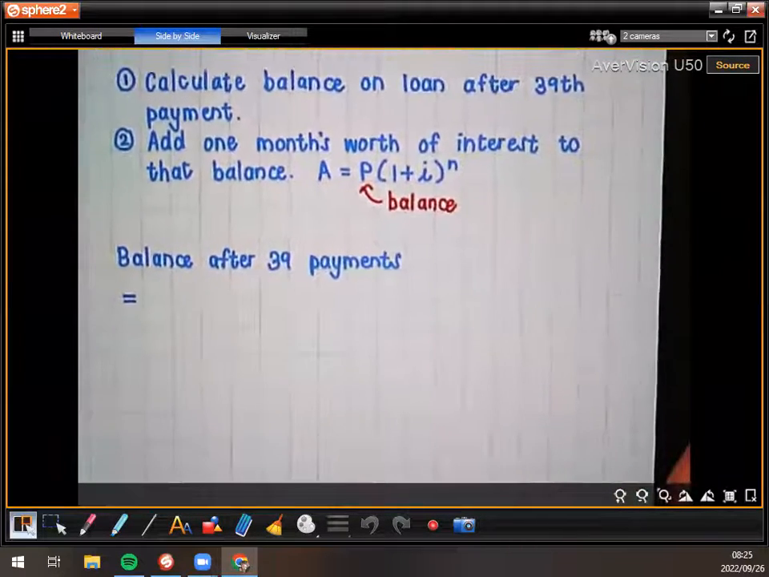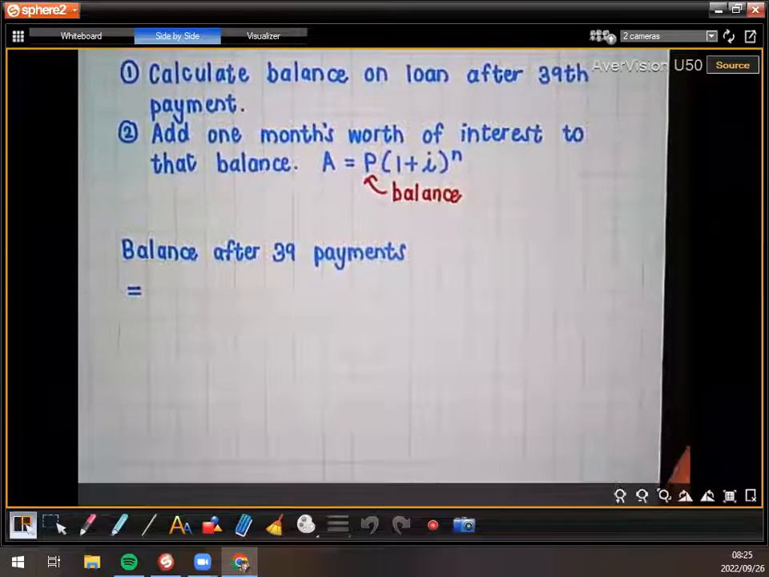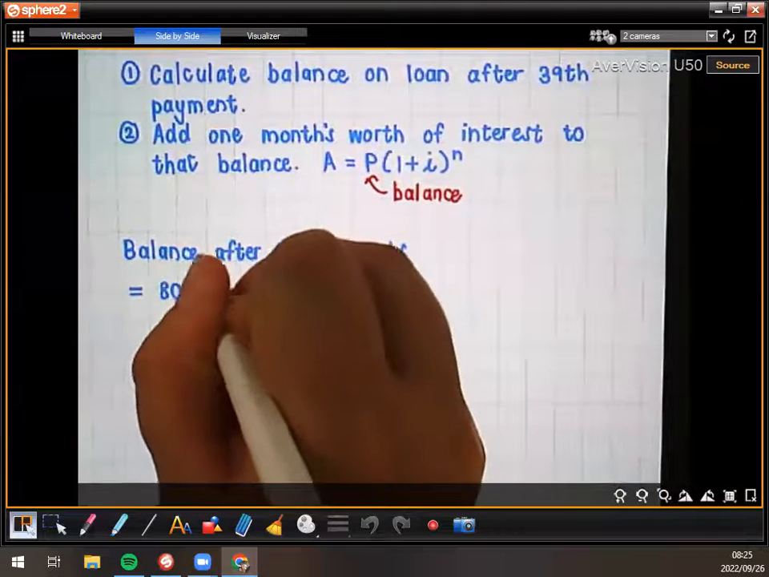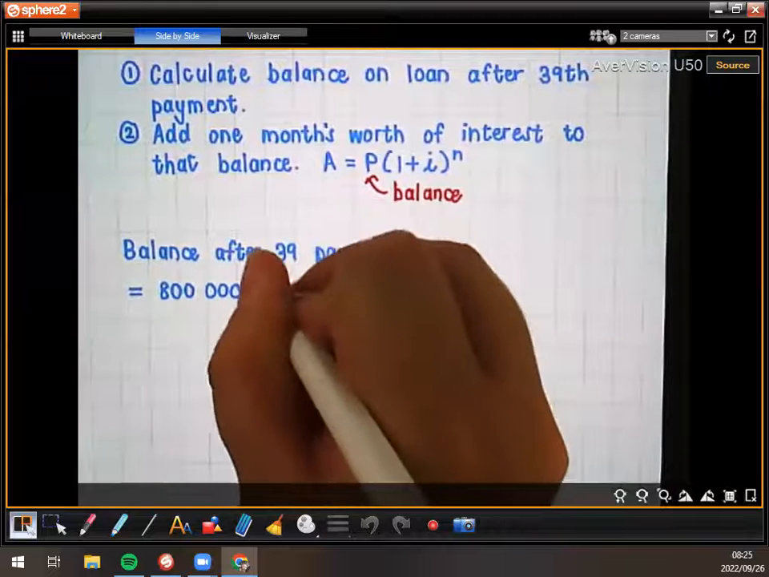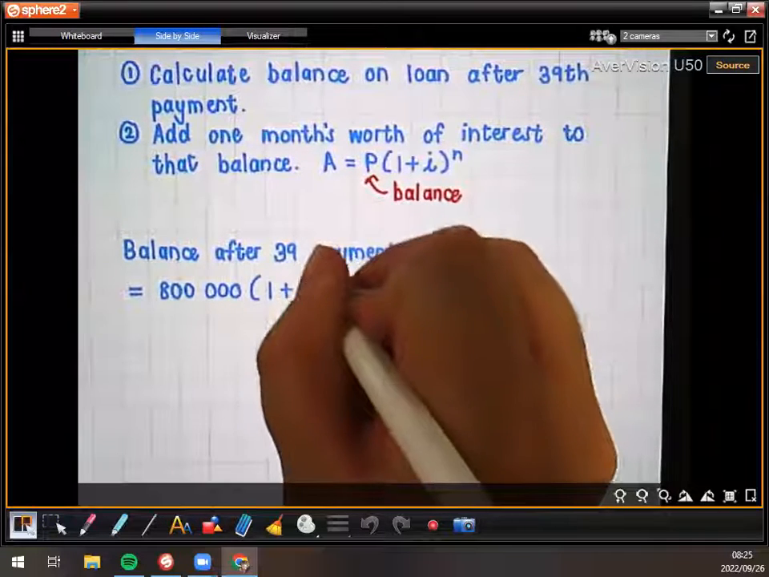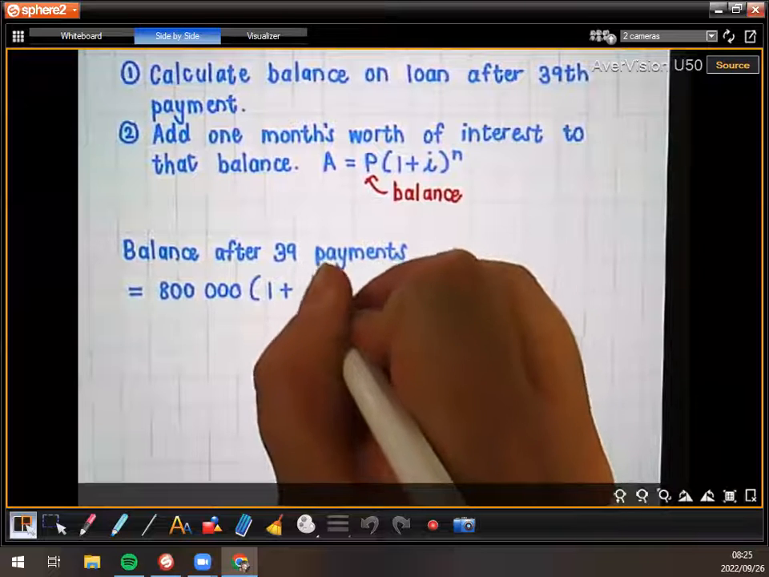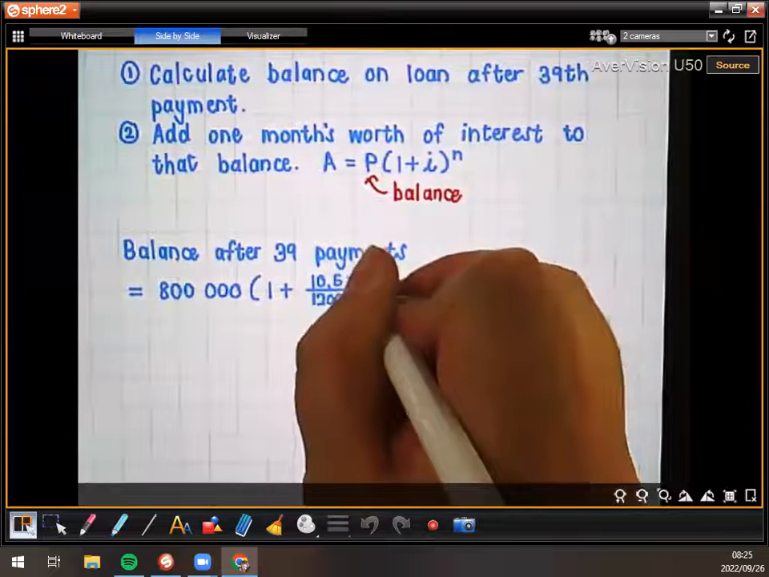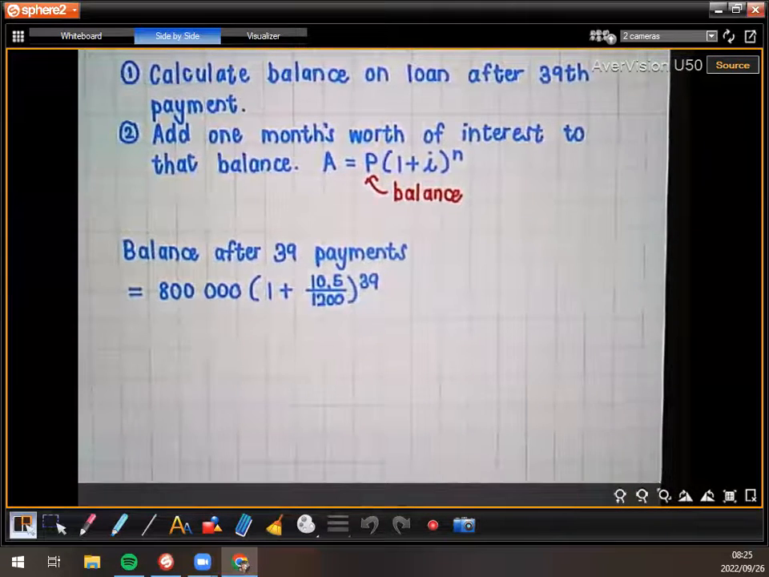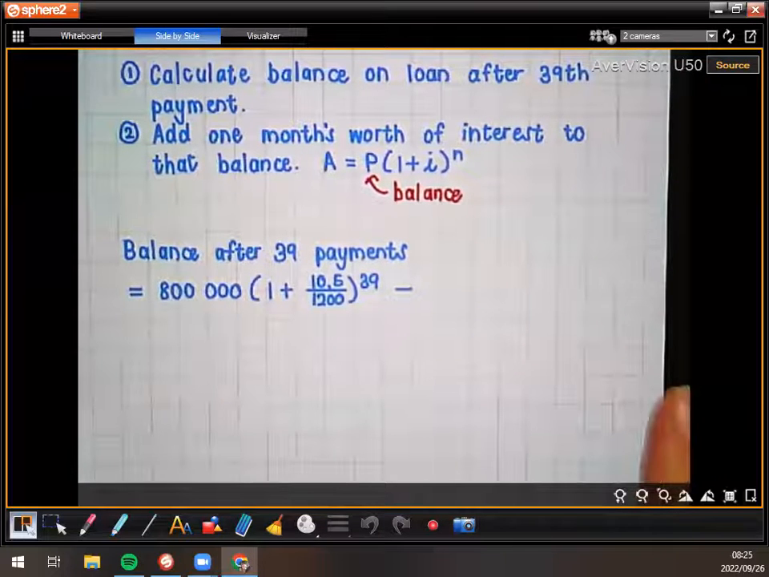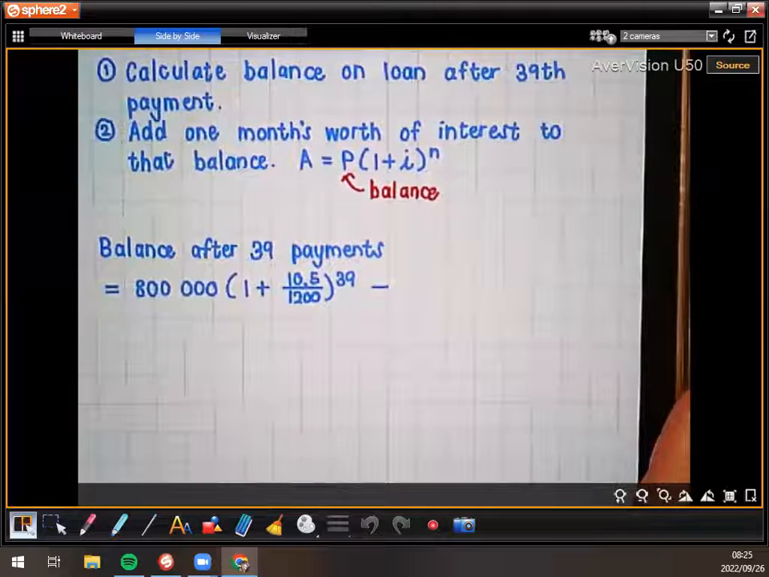Okay, so this is now that two-step calculation, right? Where you first take your loan amount, which was 800,000, and you add 39 months worth of interest to it. And then you are going to minus the future value of all the payments that you have actually made.